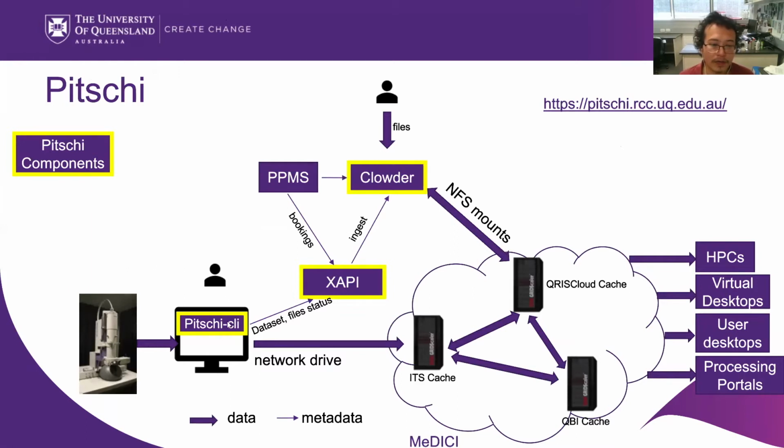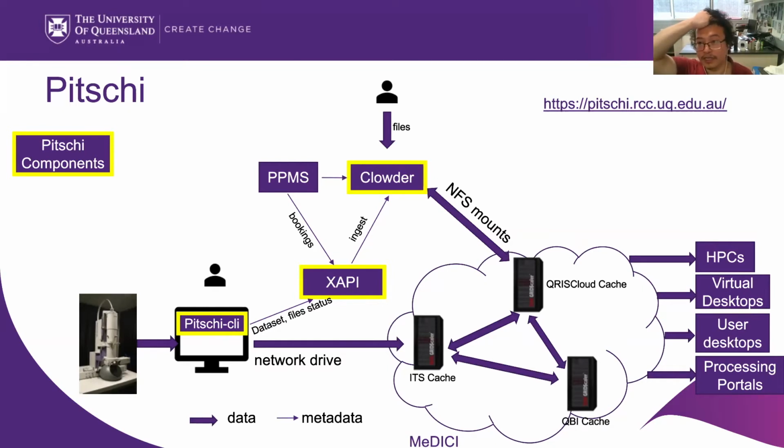Now on the instrument computer, there's a small client called Pitschi CLI. What it does is check the bookings, and we actually buffer the bookings. We query the booking from VPMS through the X API. And once the user logs off, this X API then ingests the data into Clowder. And I was asked once, why do I need this X API? Why don't I just have the Pitschi client query things directly to VPMS and ingest data right into Clowder?